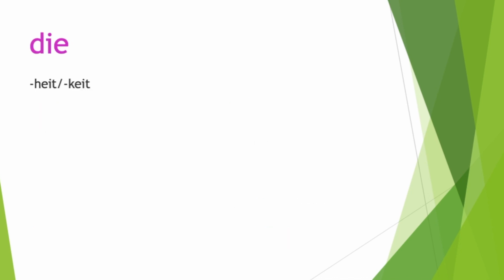Die. Words ending in -heit and -keit are feminine. They get die. For example, die Gesundheit, health. That's interesting too because gesund means healthy. By adding -heit or -keit, you just make it a noun. Die Sauberkeit, cleanliness. So sauber means clean.